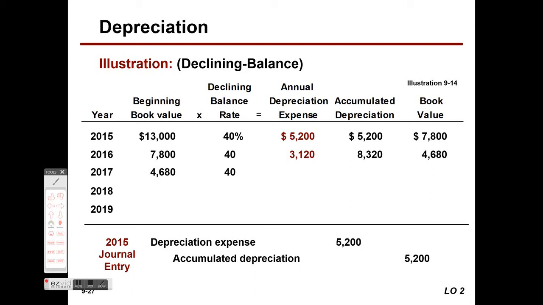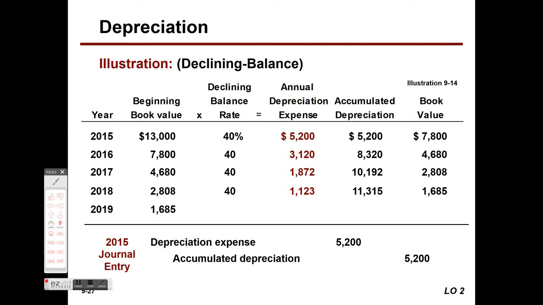All right, so ending book value becomes beginning book value for 2017. Take 40% of that, add it to accumulated depreciation, get book value of $2,808, 40% of that number. Depreciation expense for the year, $1,123. Add to accumulated depreciation, and we get a book value of $1,685.